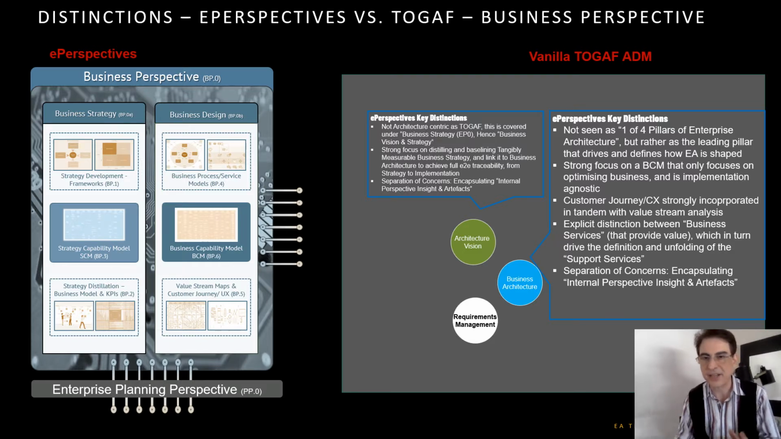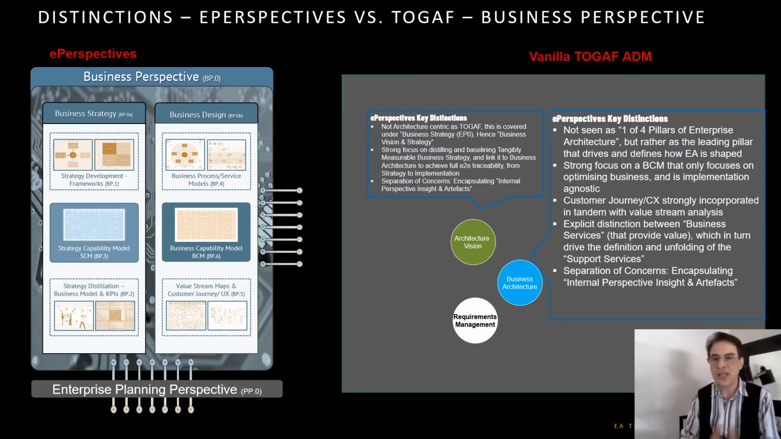Business architecture really is agnostic to implementation and deployment, and it gives us the foundation on which we're going to build not only our enterprise IT architecture, but also the fitting enterprise planning, resourcing, and organization. So that is one of the distinctions, and there's also strong emphasis on customer journey and customer journey mapping within the business architecture.